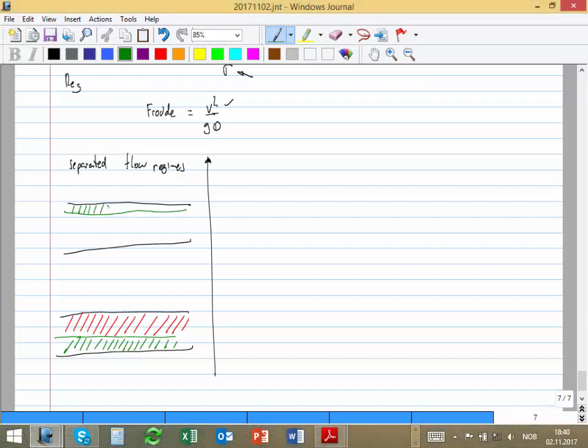Okay, annular, so also separated. And the transition between these two is relatively gradual, okay? It's like you increase the superficial velocity of the gas and it's a gradual transition. Let me put it here.